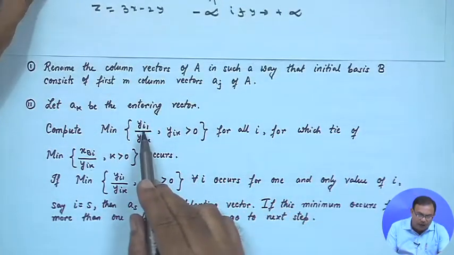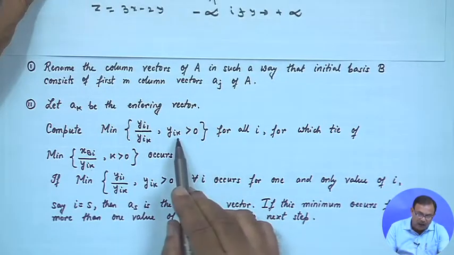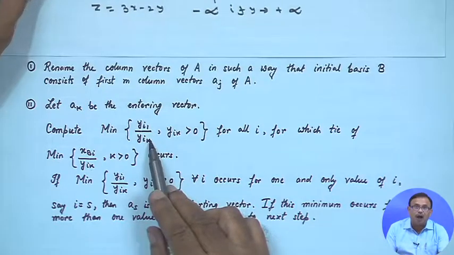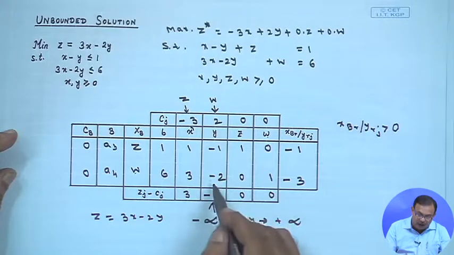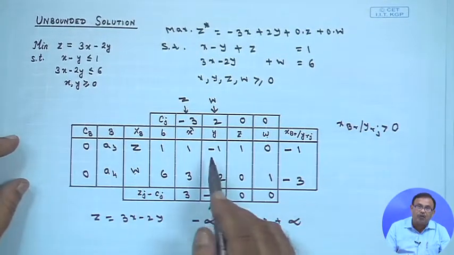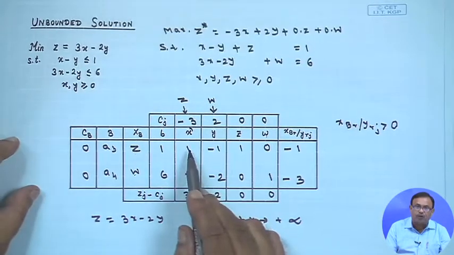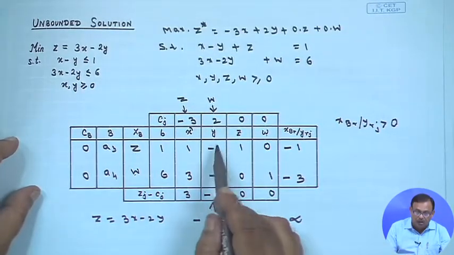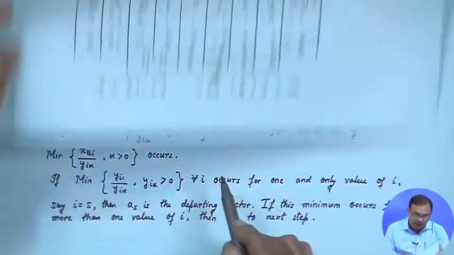Compute the minimum of yi1 by yik, where yik is greater than 0. Please note that whenever you calculate yi1 by yik, you will consider this as the first column for the basis variable, and this as the second column for the basis variable.